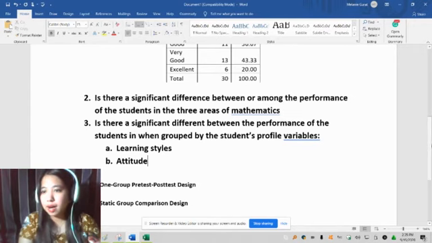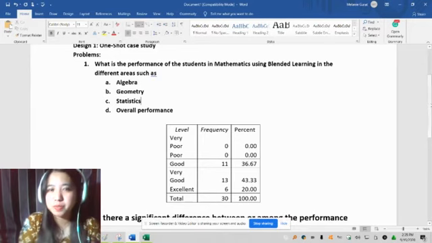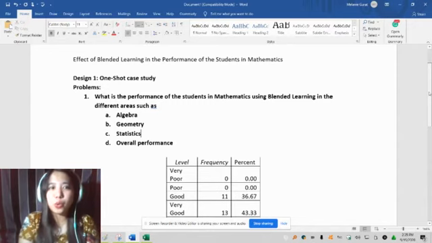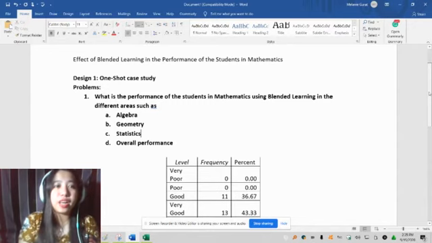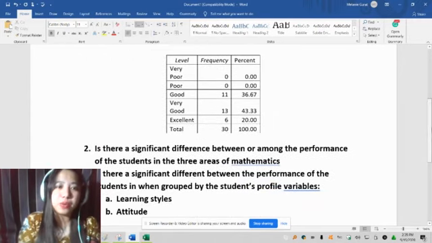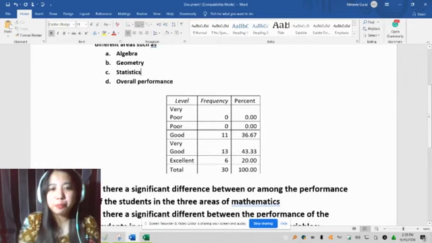So again, the objective of answering the question, what is the performance of the students, is because we made use of one-shot case study on the effect of blended learning. So what we really want to know is the effect. So for us to determine the effect, then we need to get the performance, because it is the effect in the performance. And all other problems now, such as differences in between or among the performance in the three areas, and also significant difference between the performance of the students when grouped by the students' profile variables, are all optional.